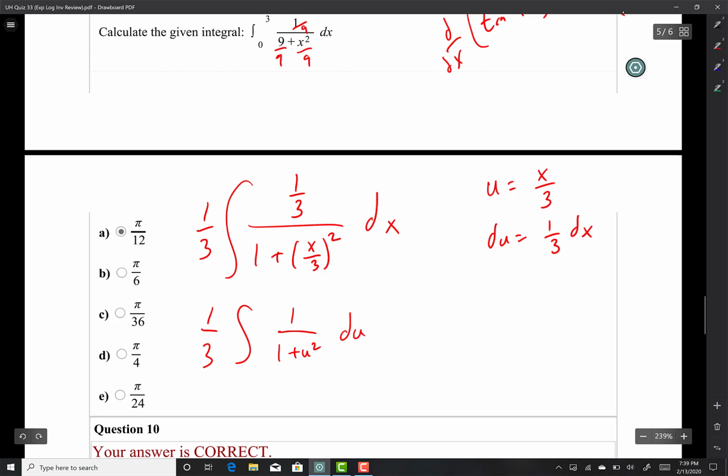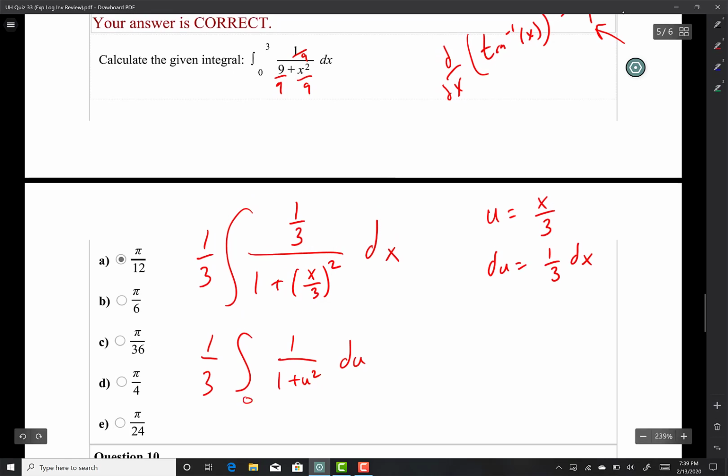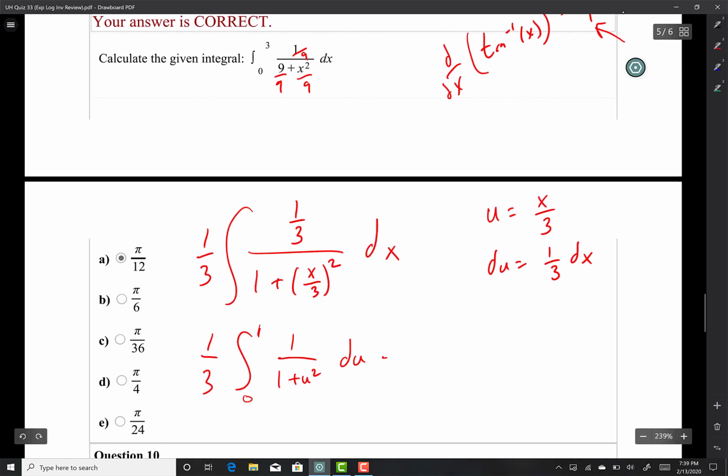I need new limits. So let's see. When x is 0, u is 0. And when x is 3, u is 1. All right, we're ready. 1/3 arctan of u from 0 to 1. There's no reason to go back to x. Don't go back to your x's.